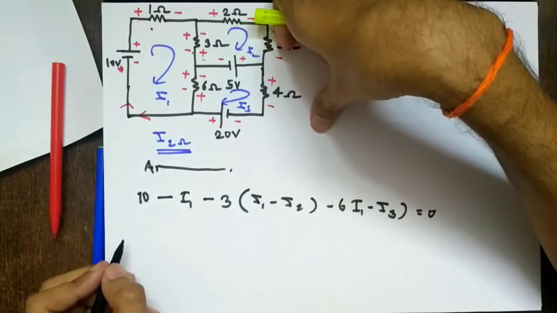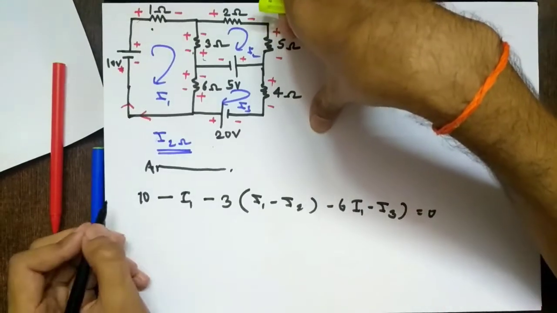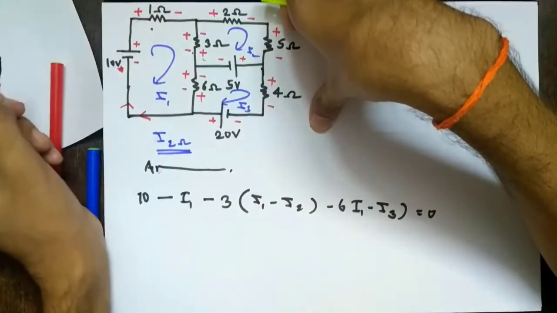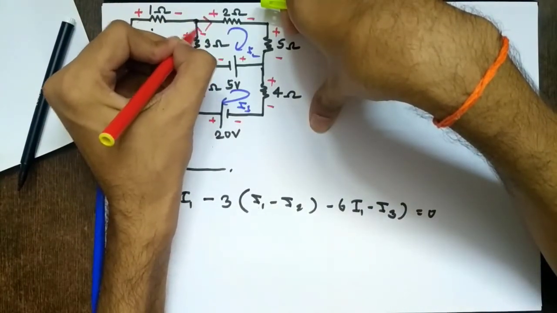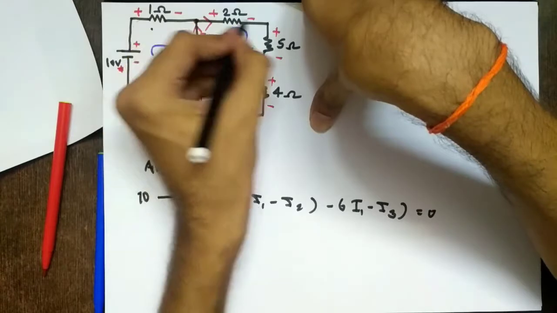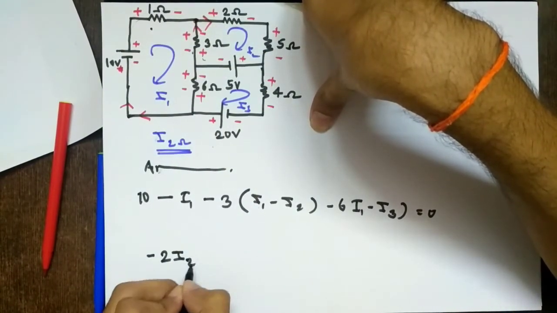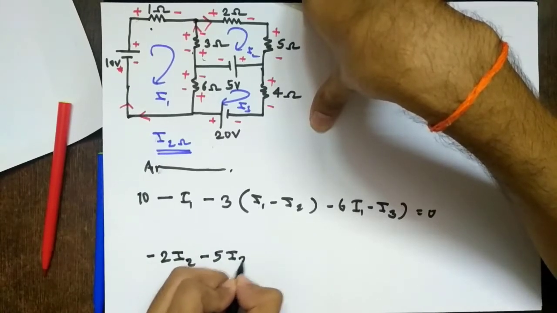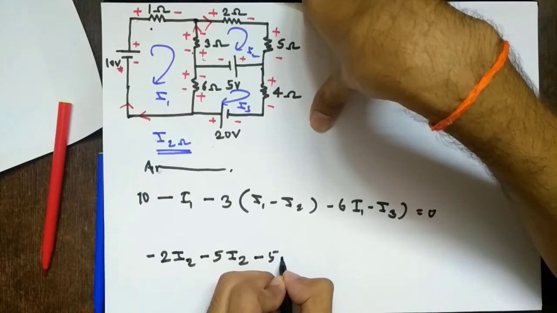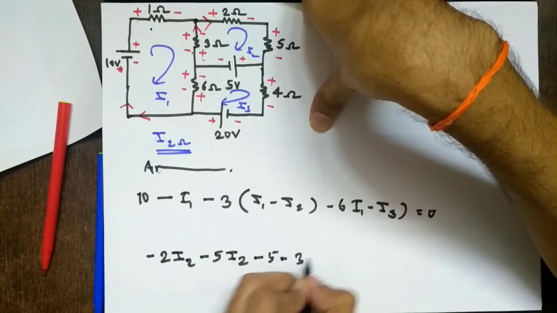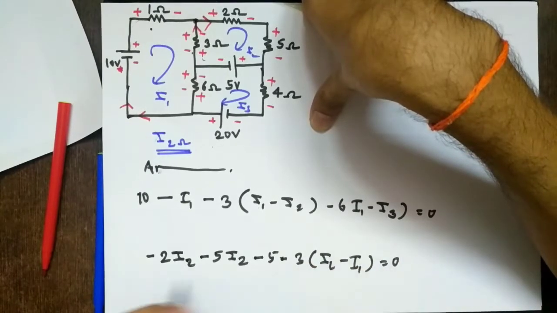Right? So then you can solve this. First I'll write for mesh 2 and mesh 3. So mesh 2 is what? Here. Let's say I start from this point. So I am going like this. I should come back here. So plus 2 minus. So minus 2 times I2, minus 5 I2, minus 5, minus 3 times I2 minus I1 equal to 0.